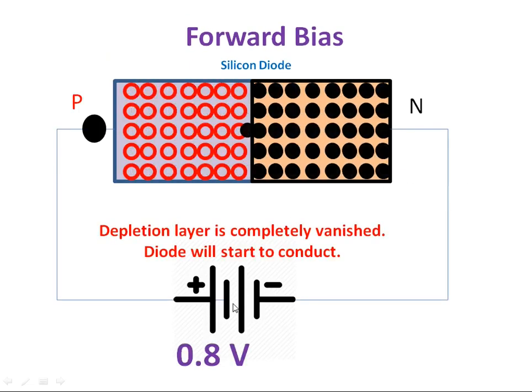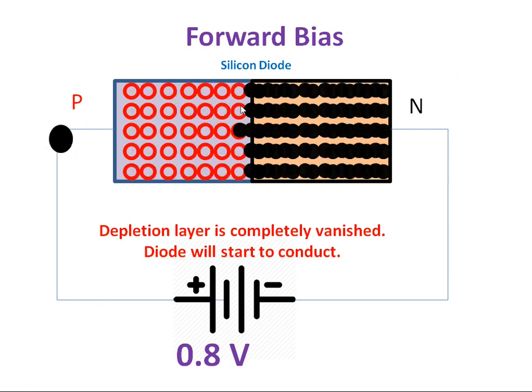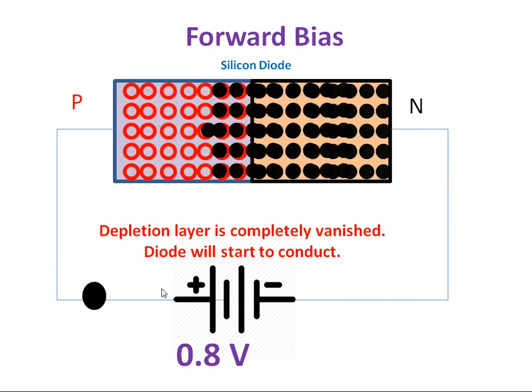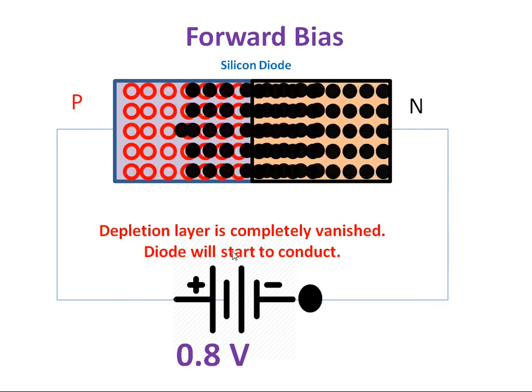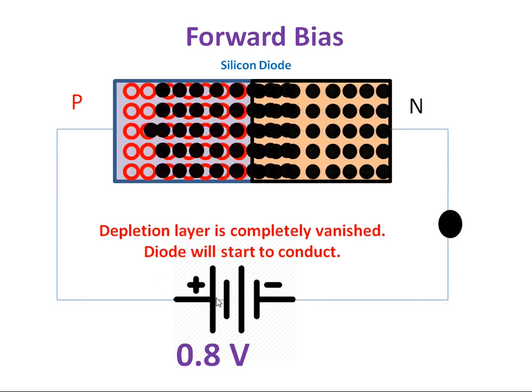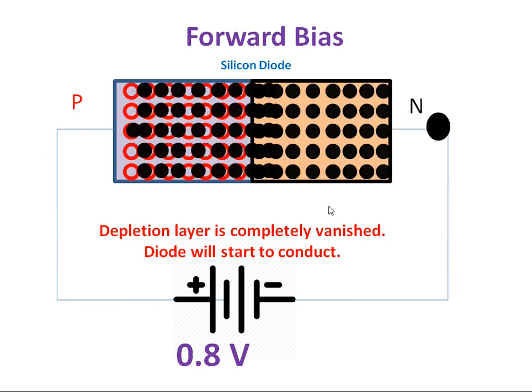And if I apply 0.8 volt, what will happen? These electrons will cross this region because there is an absence of the depletion region. They will reach this positive terminal. So this is your electron flow direction, but we know very well the conventional current direction is always opposite to the electron flow direction. So the current direction we represent is from P to N, but the electron direction is from negative to positive.